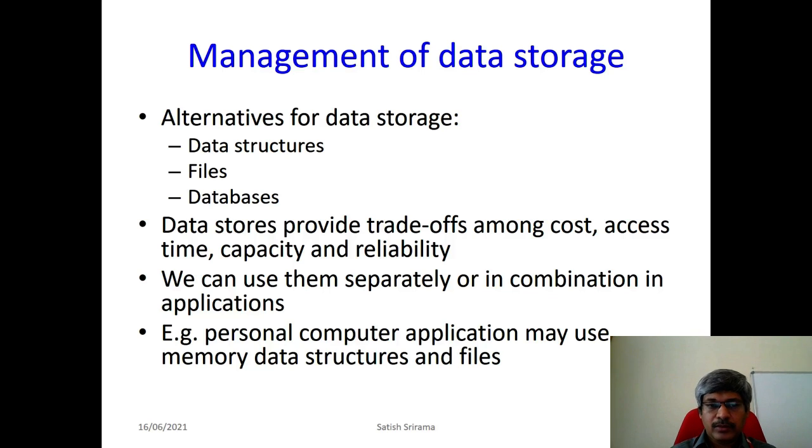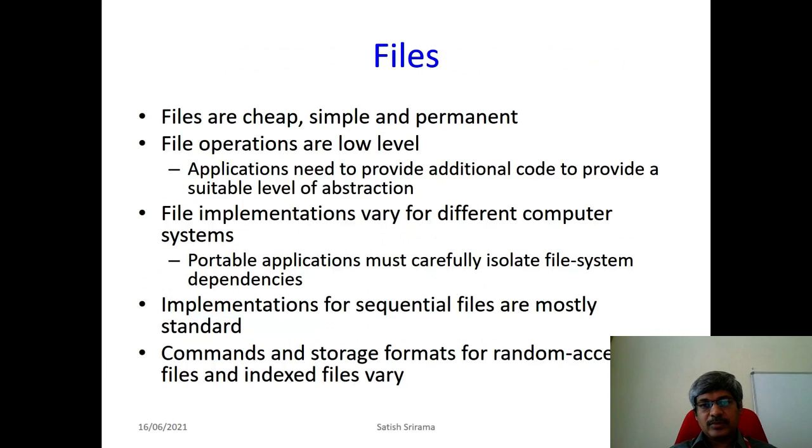We can use these data storage solutions separately or in combination in applications. We can use them either individually or in combinations, so you can have two of them used in a particular application. For example, a desktop application, something like a personal computer based application, may use memory data structures and files, both of them. So let's look at these approaches one after the other. In terms of data structures, I already talked about them. They are stored in memory and accessed directly in the applications, for example in desktop applications.